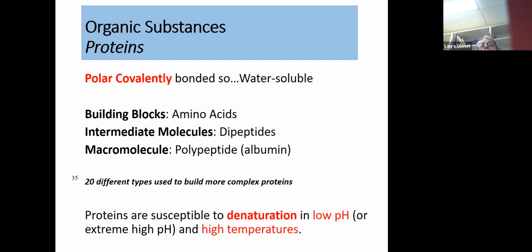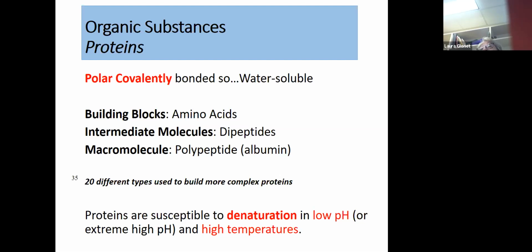The building blocks are called amino acids. Intermediate molecules are called dipeptides. And the long chains, the macromolecules, are called polypeptides. And an example of a polypeptide is albumin. We have 20 different types of amino acids to build more complex proteins. Proteins are susceptible to denaturation, which occurs in low pH and high temperatures.